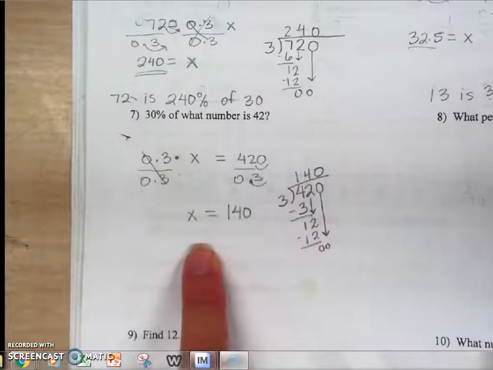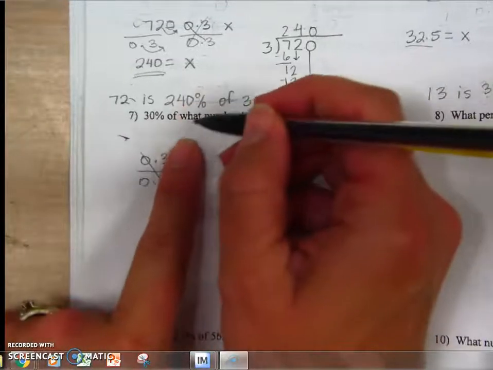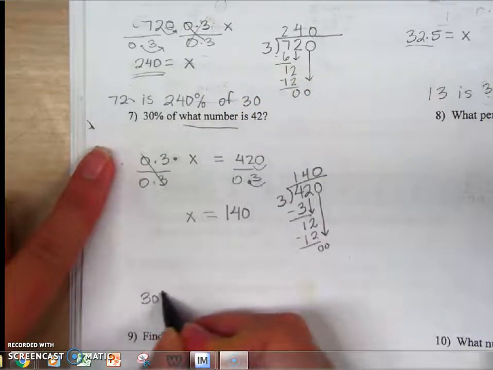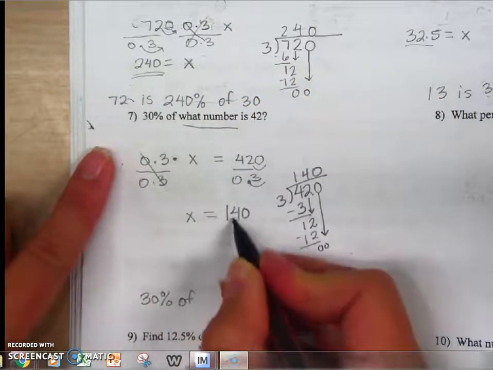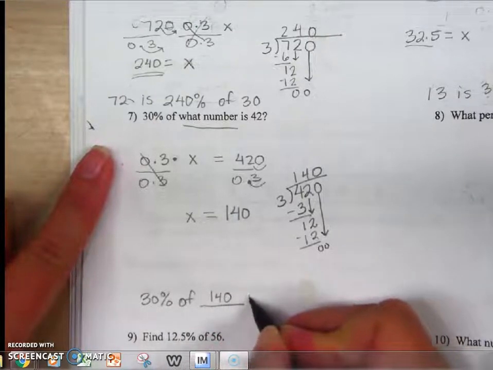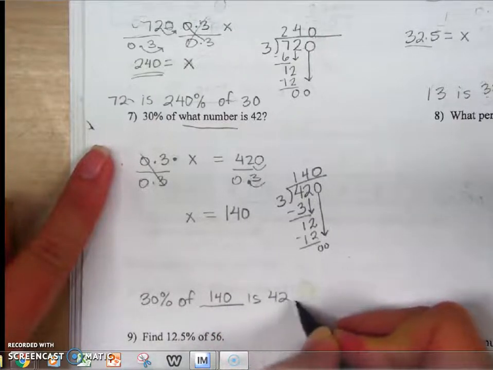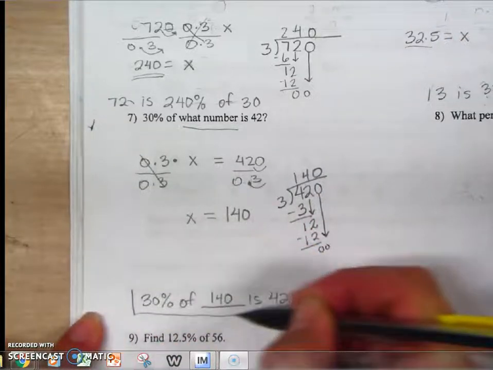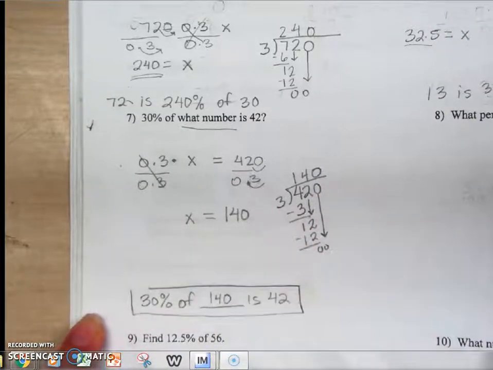Well, what was that x representing? Well, here it was a number. So we would finish that statement, 30% of, what number did we get? 140 is 42. Okay, so that's what I'm doing. I'm just taking the statement from the question.